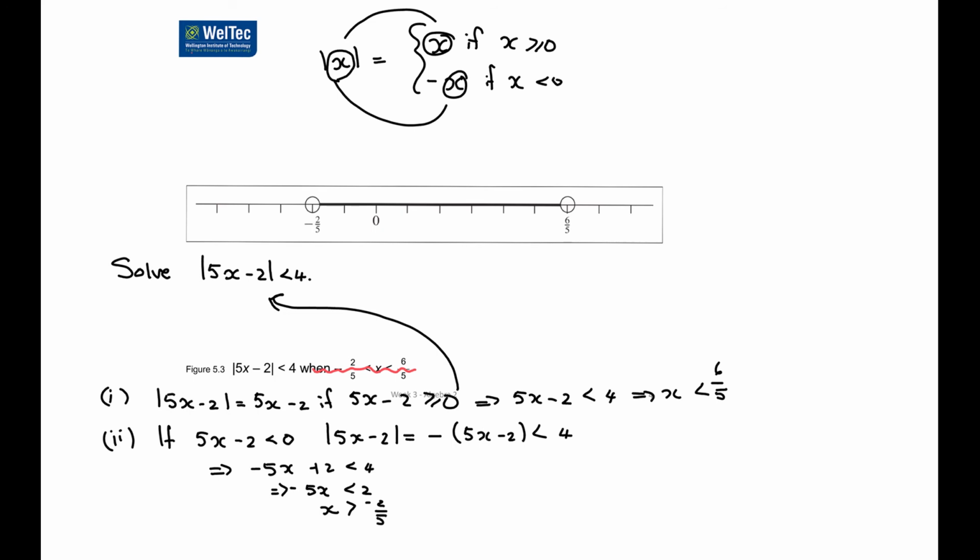Now, can we put those together in one statement? I think we can. We can say that negative 2 over 5 is less than x, which is less than 6 over 5. Now, that is shown on the number line above. It's less than in each case, so the little circle on the numbers is an open circle, and the answer falls somewhere between negative 2/5 and 6/5.